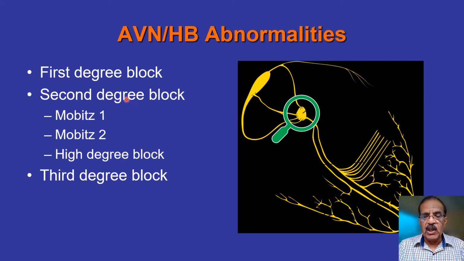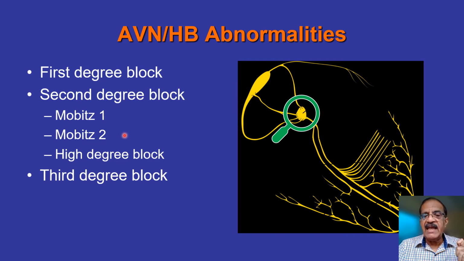Again, there may be some pathology or there may not be some pathology. That is something we will discuss in another module. Then there is second degree block. In the AV node or proximal His bundle, there could be second degree AV block. It could be Mobitz 1, Mobitz 2, or high degree block. I think it would not be right to go into the details because there is a separate video. These are three subtypes of second degree AV block.